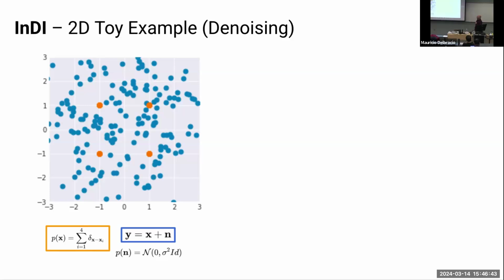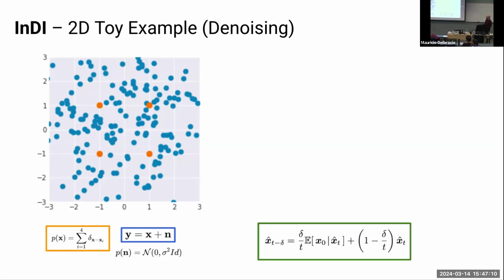So let me show an example on why this makes sense. Let's assume a very simple case. We have 2D data coming from 4 possible modes, the orange points. But what we observe is noisy data, the blue points. And the question is, how can we estimate the noiseless data points? In this case, we actually know everything perfectly, so we can compute this posterior mean in closed form and in the iterative rule. We don't really need to learn anything. So this is a toy example.